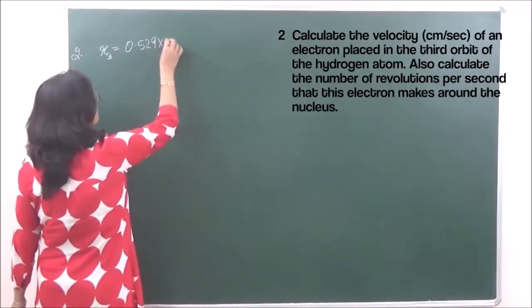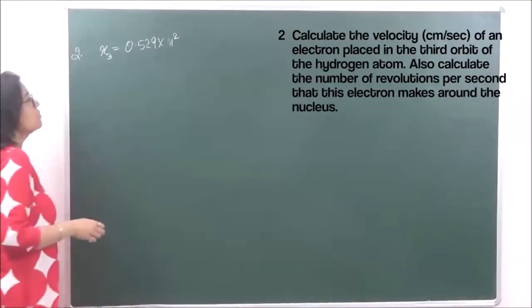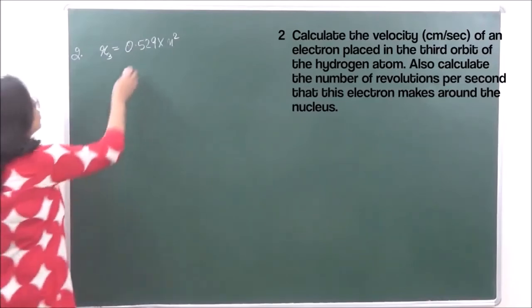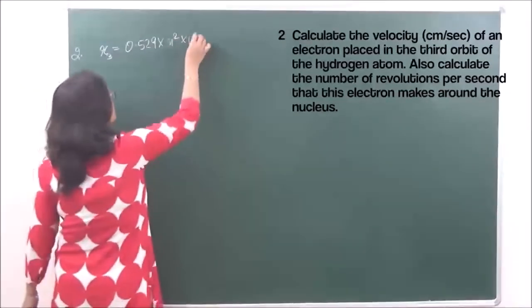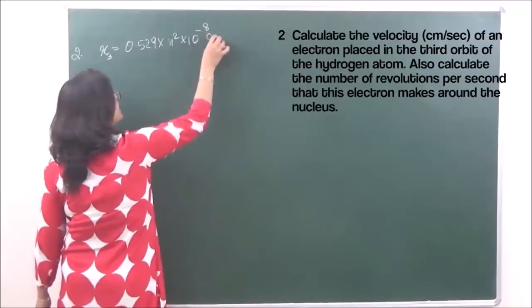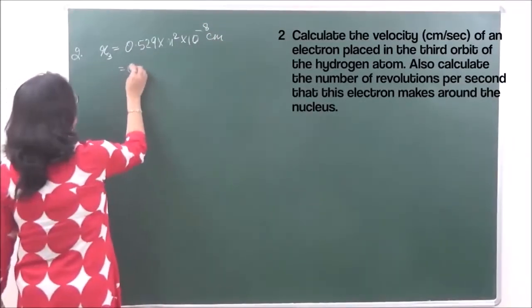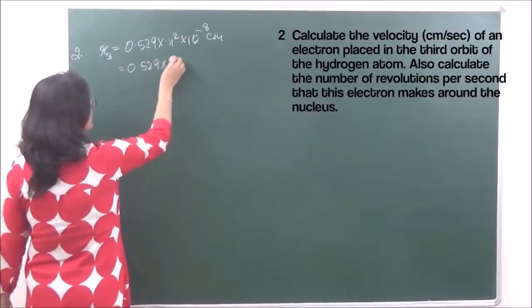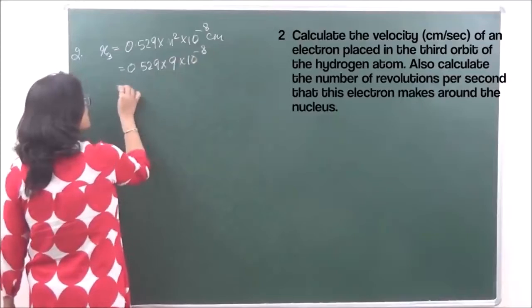0.529 into n square. So this is in Angstrom, 0.529 Angstrom. If you want to convert it into centimeters, that will be 10 raised to power minus 8 centimeters. So this is 0.529 into 3 square, which is equal to 9 into 10 raised to power minus 8.